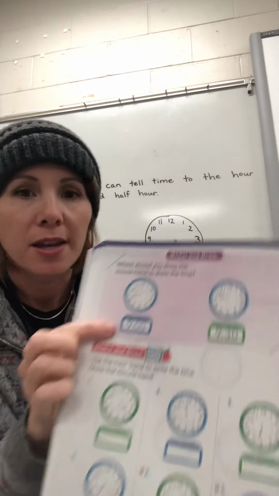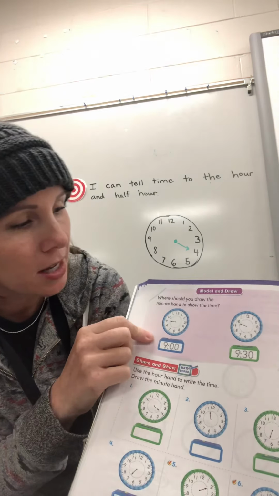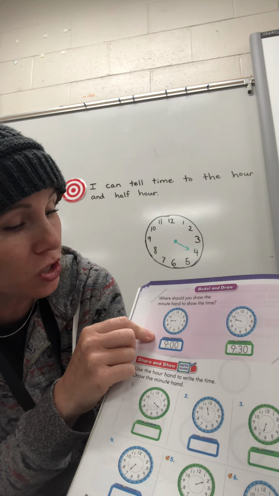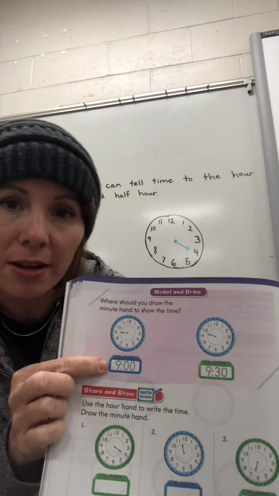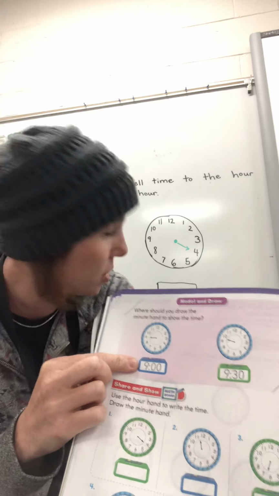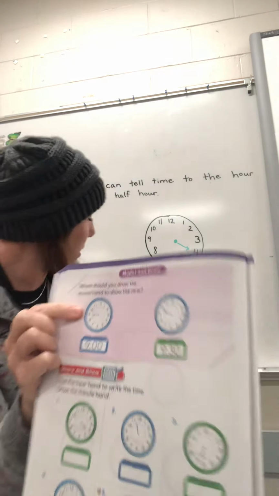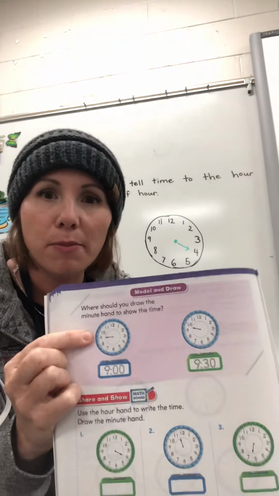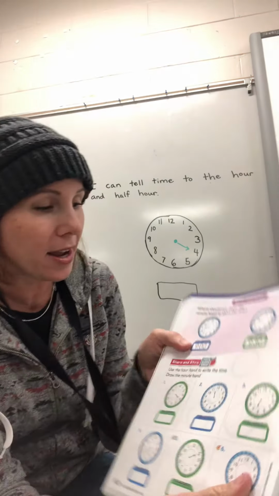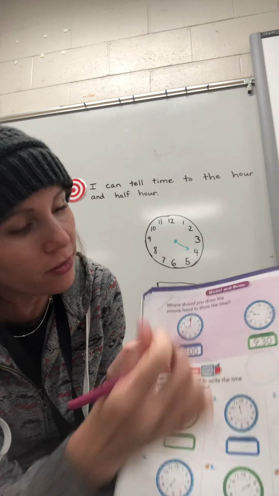Okay, so they're showing you both kinds of clocks, an analog and a digital. So it says, where should you draw the minute hand to show the time? So here's the time, 9:00, that's 9 o'clock. That's right at the start of the hour, the top of the hour. So we've got our hour hand on 9. Where does our minute hand go? If it's the start of the hour, or what I call the top of the hour, it's gonna go straight up to the top to the 12.